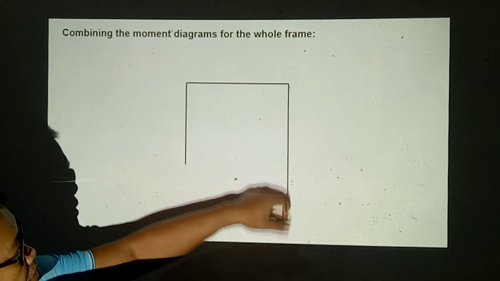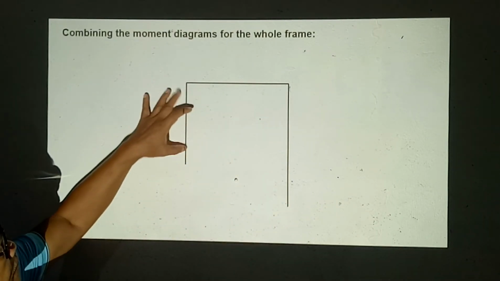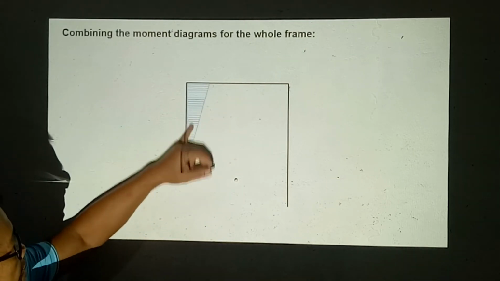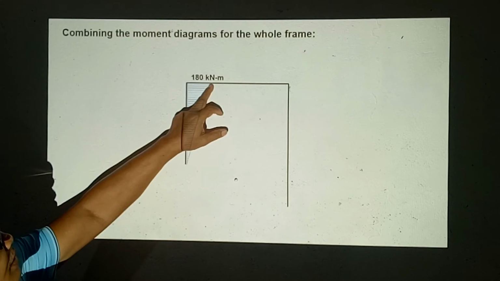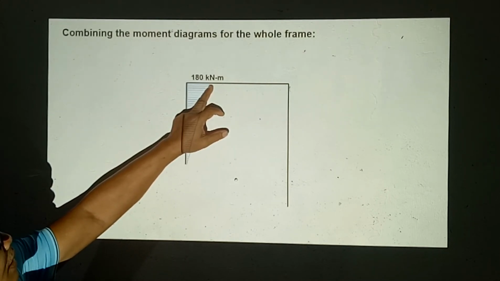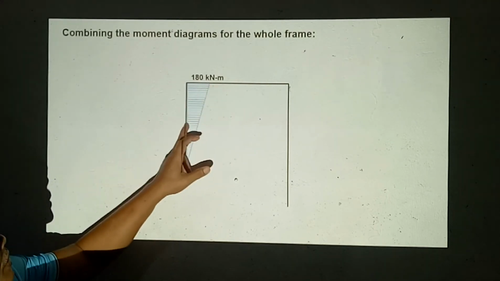It's A, B, C, D, and for member AB, we have this moment diagram, start with 0, and then we have 180 kilonewton meters here. And actually this is negative for this column.